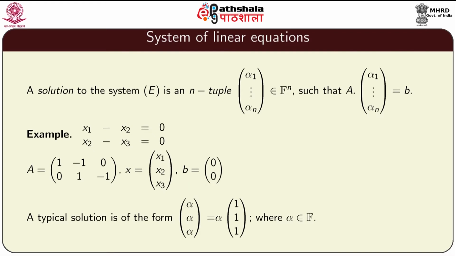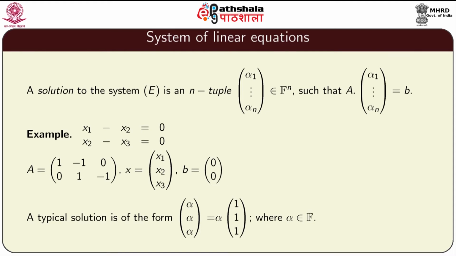So, in matrix notation, Ax equal to B does make sense, because A is a 2 cross 3 matrix and X is a 3 cross 1 matrix. So, the matrix multiplication is indeed meaningful and giving rise to a 2 cross 1 matrix, which is your B.